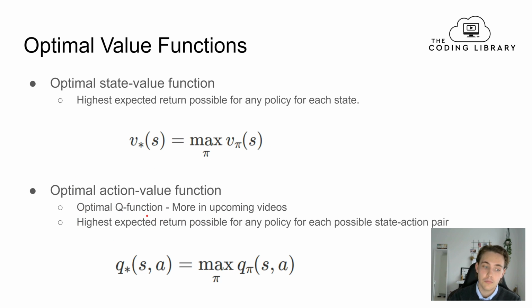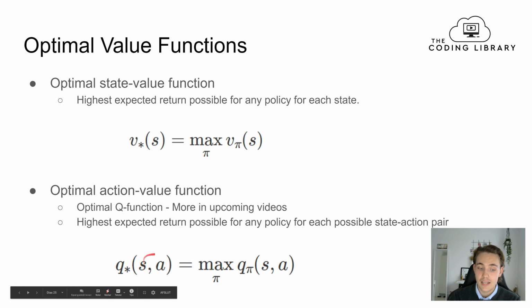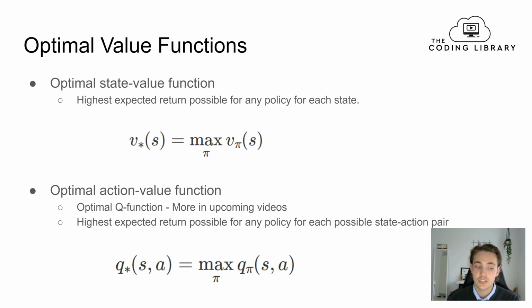And then we can also talk about the optimal action value function, and we have this optimal Q function here, which we're also going to talk about a lot more, going more in depth with it in the upcoming videos. The optimal action value function is the highest expected return possible for any policy for each possible state action pair. So when we're talking about the action value function, we're given a state action pair, and we just take the maximum value of that, and we try to find this optimal action value function, which is the highest expected return possible for any of the policies for each possible state action pair that we give.